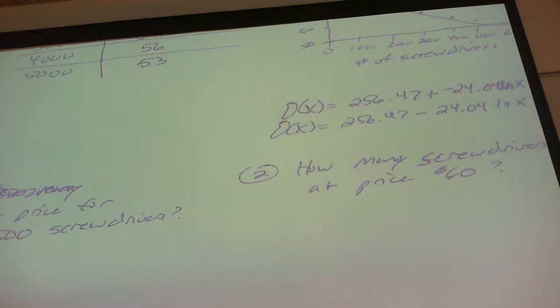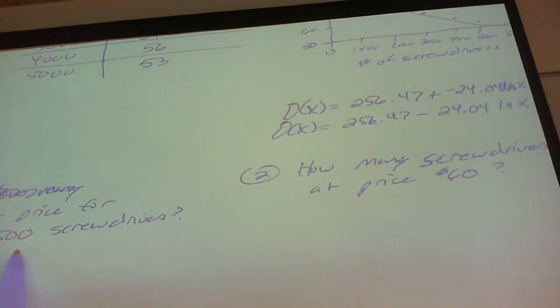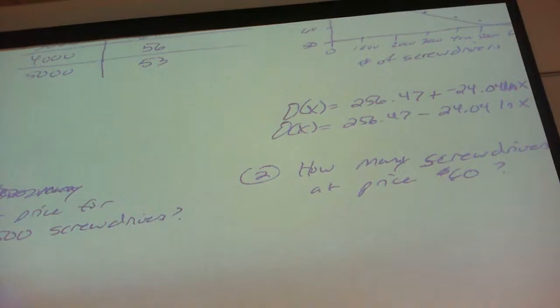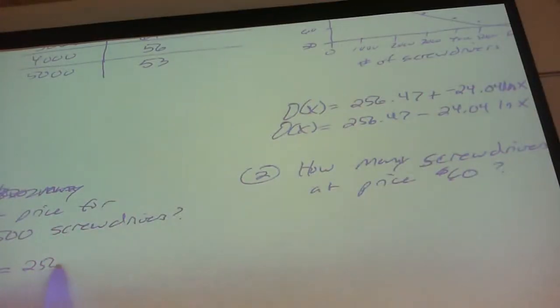They're close. I didn't mean for them to be close. I'm happy with that, but that's not my intention. All right, so here's the deal. The point of this is, does 3,500 go in for X or does it go in for Y? It goes in for X. So this would be D of 3,500 equals 256.47 minus 24.04 ln of 3,500.